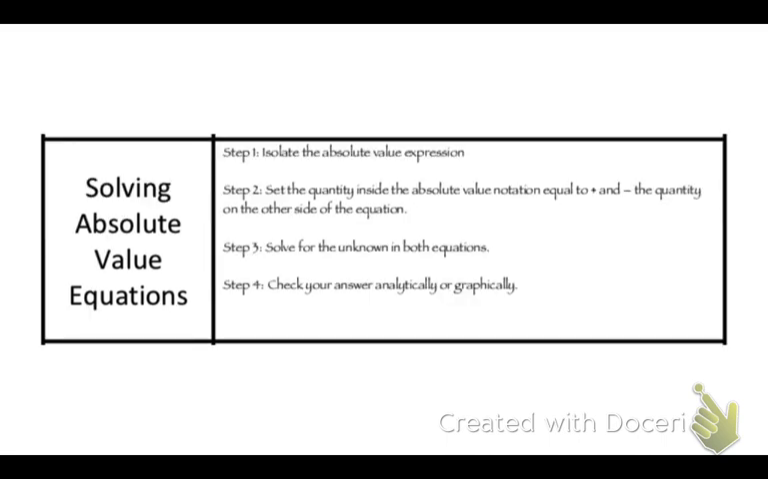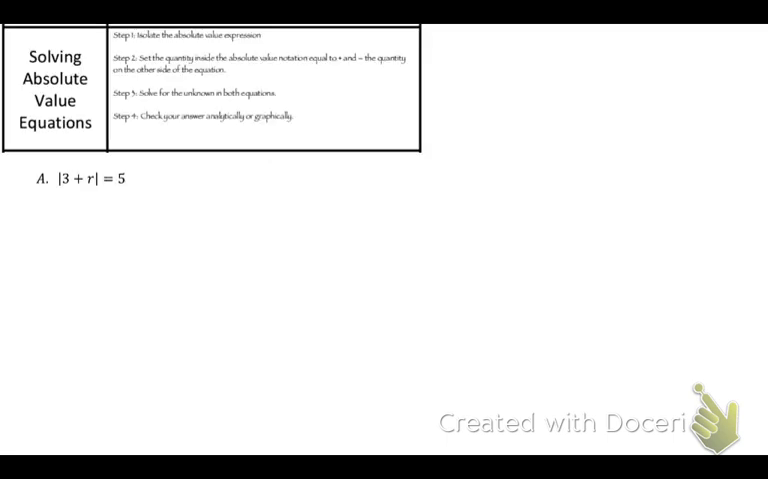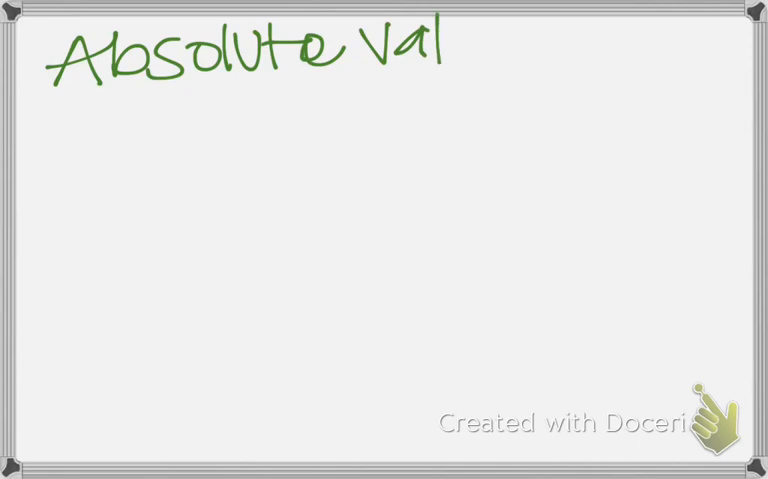Okay, solving these, those are the steps. We'll go through it. First, before we get into this, I want to talk about absolute values. So an absolute value is the distance from 0. So the absolute value is the distance from 0.